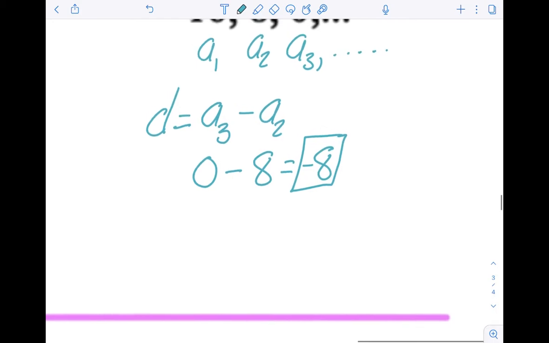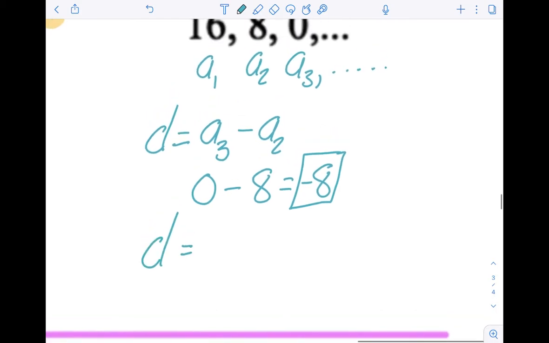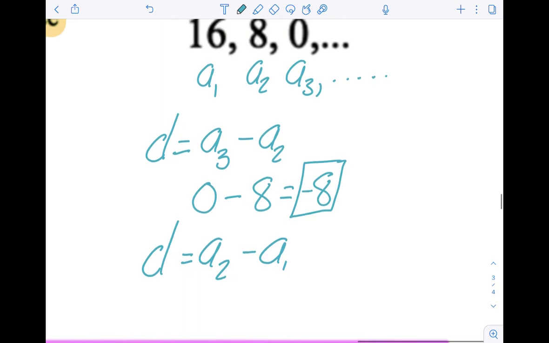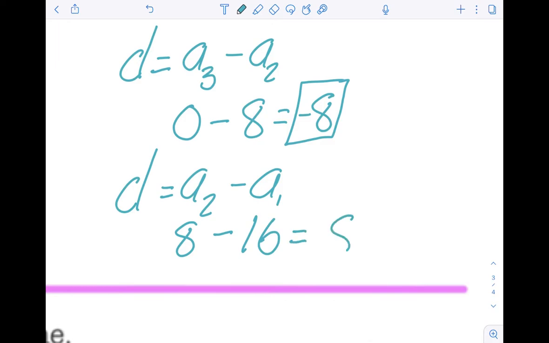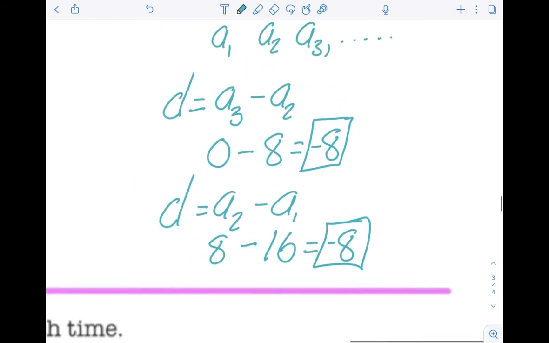Okay. Let's do the other common difference just to make sure that we're right. So this time I'm going to take the second term and subtract the first term. The second term here is 8. The first term is 16. Again, we have different signs, 8 and negative 16, which means I subtract 16 minus 8 is 8. 16 is a negative and 16 is bigger. Negative 8. There you go.